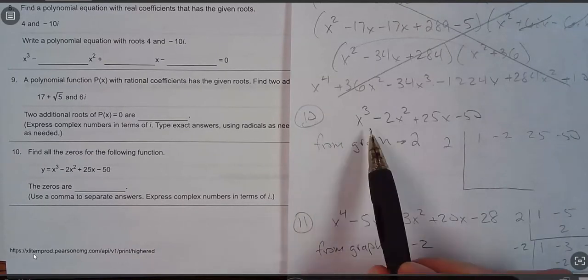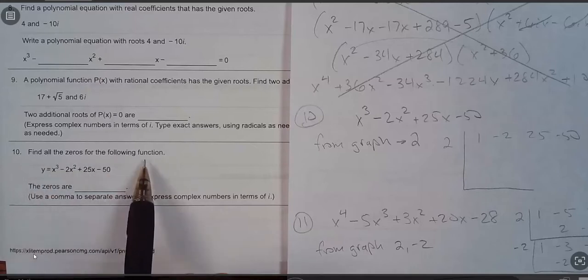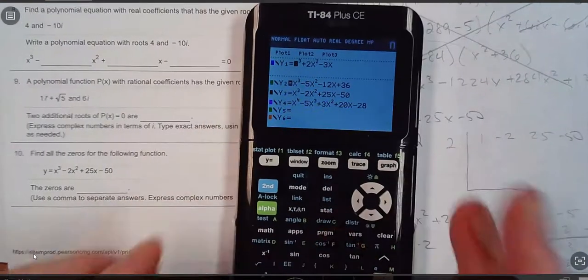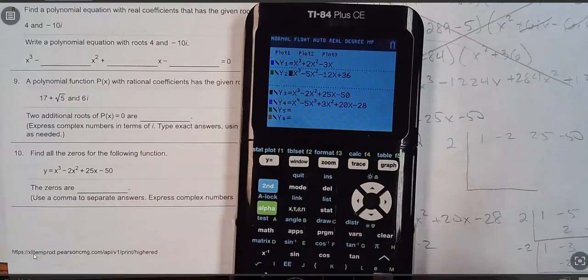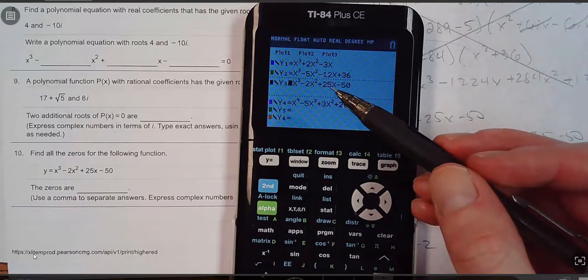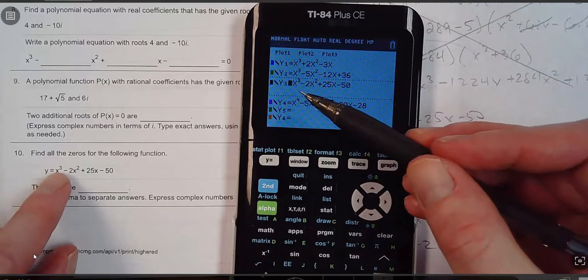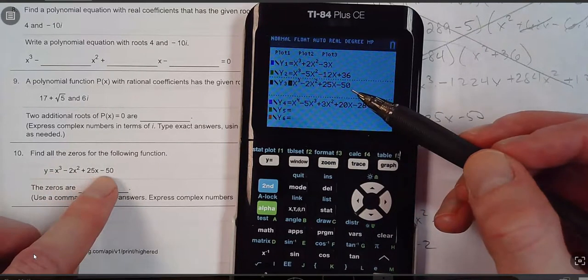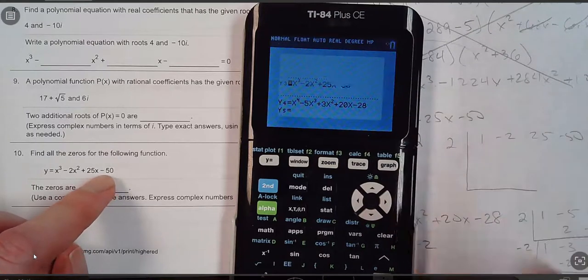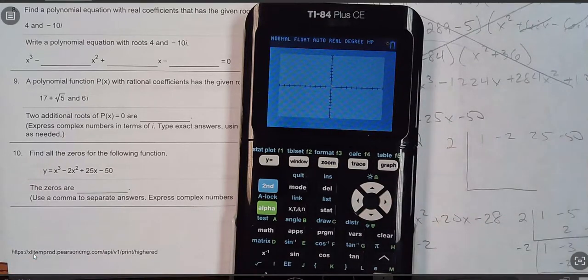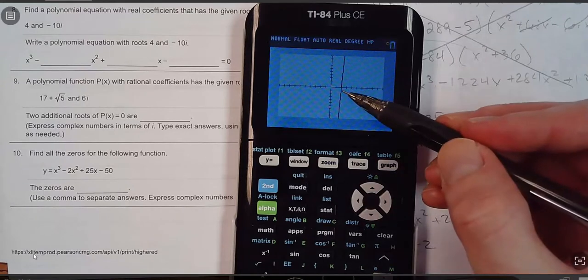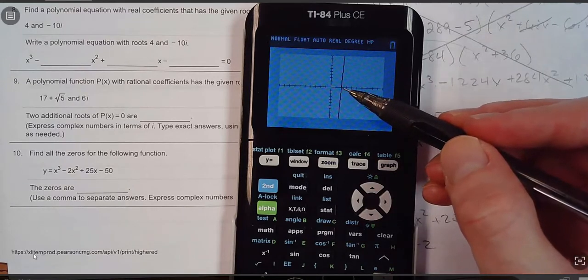So number 10, it says find all the zeros. Since this is the graphing portion of your test, you are allowed to graph it and get help from the calculator. So I'm going to turn this on. So there's my function, x cubed minus 2x squared plus 25x minus 50. I'm going to graph it and see where it looks like it crosses. It looks like it crosses at 2. So it looks like it's crossing at 2 there.